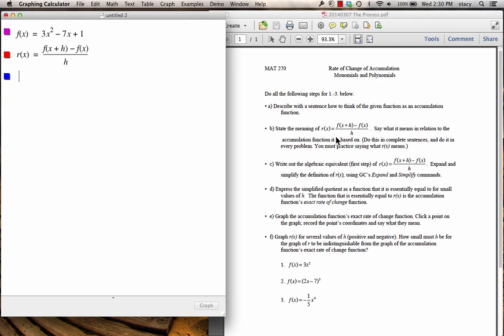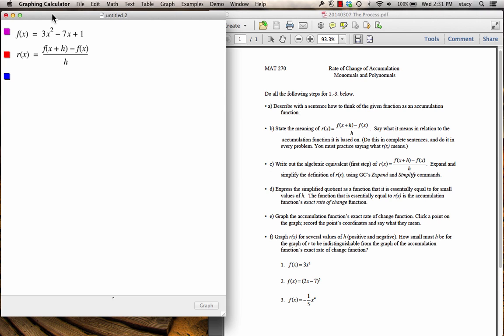This homework assignment asks you to do a lot of things with the three functions down here at the bottom. And you notice in part C, I ask you to write out the algebraic equivalent of r of x equals f of x plus h minus f of x all over h. And I ask you to expand and simplify the definition of r of x using graphing calculator's expand and simplify commands. So I wanted to show you a short video of what that means.